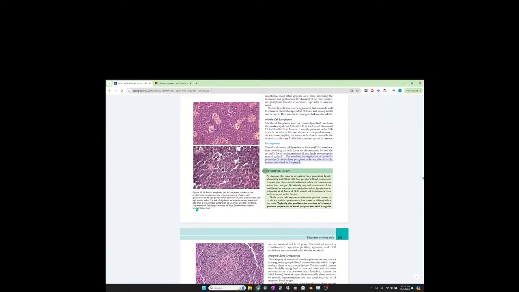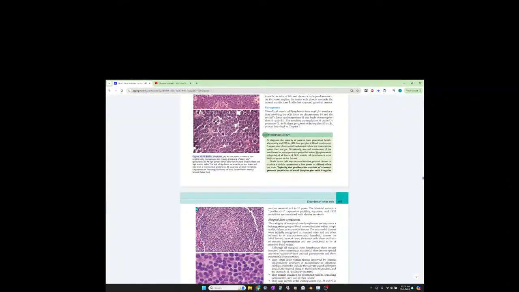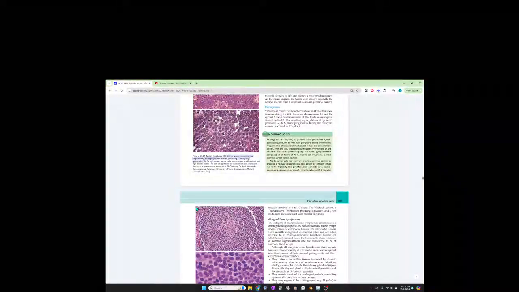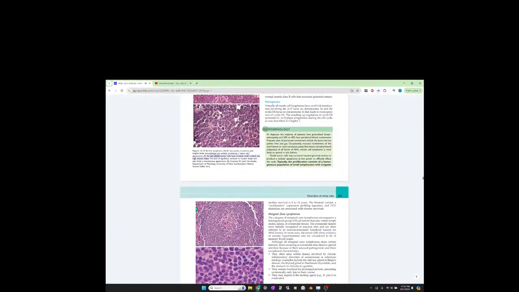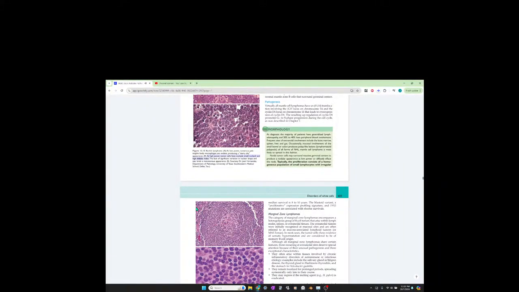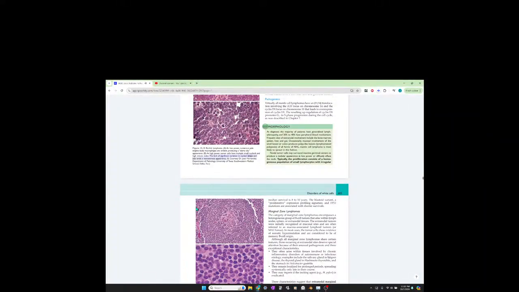Morphology. Figure 13.15, Burkitt lymphoma. At low power, numerous pale tingible body macrophages are evident, producing a starry sky appearance. At high power, tumor cells have multiple small nucleoli and a high mitotic index. The lack of significant variation in nuclear shape and size lends a monotonous appearance.